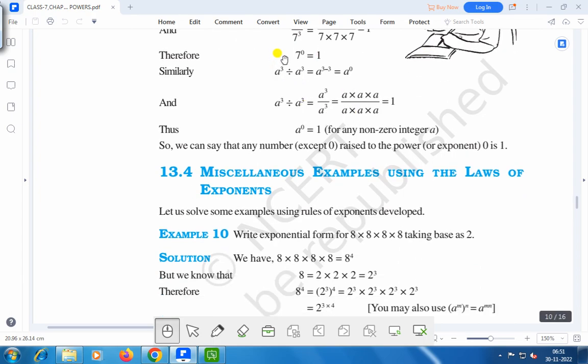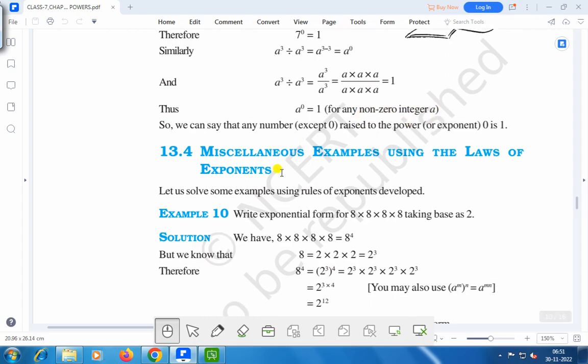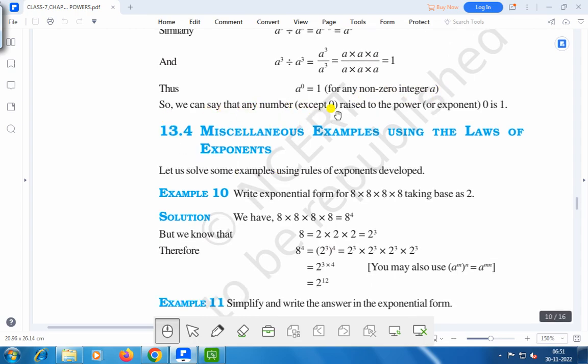Now you see 8 to the power 3 divided by 8 to the power 3 is 8 to the power 3 minus 3, which is 8 to the power 0, or 8 to the power 3 divided by 8 to the power 3, it is also 1. Then we can say a to the power 0 is equal to 1 for any non-zero integer a. So we can say that any number except 0 raised to the power or exponent 0 is 1.